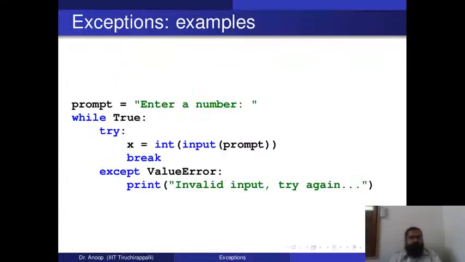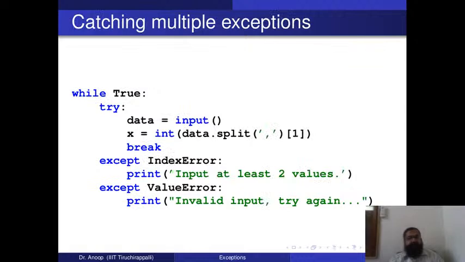Okay, so that is an exception example. Now we can have another one, in which the user has to enter two values. While true, try: data = input, x = int(data.split(',')[1]). So the user has entered a comma separated value, something like a comma 1 or a comma 2, and the second value has to be an integer value. That is what it means.